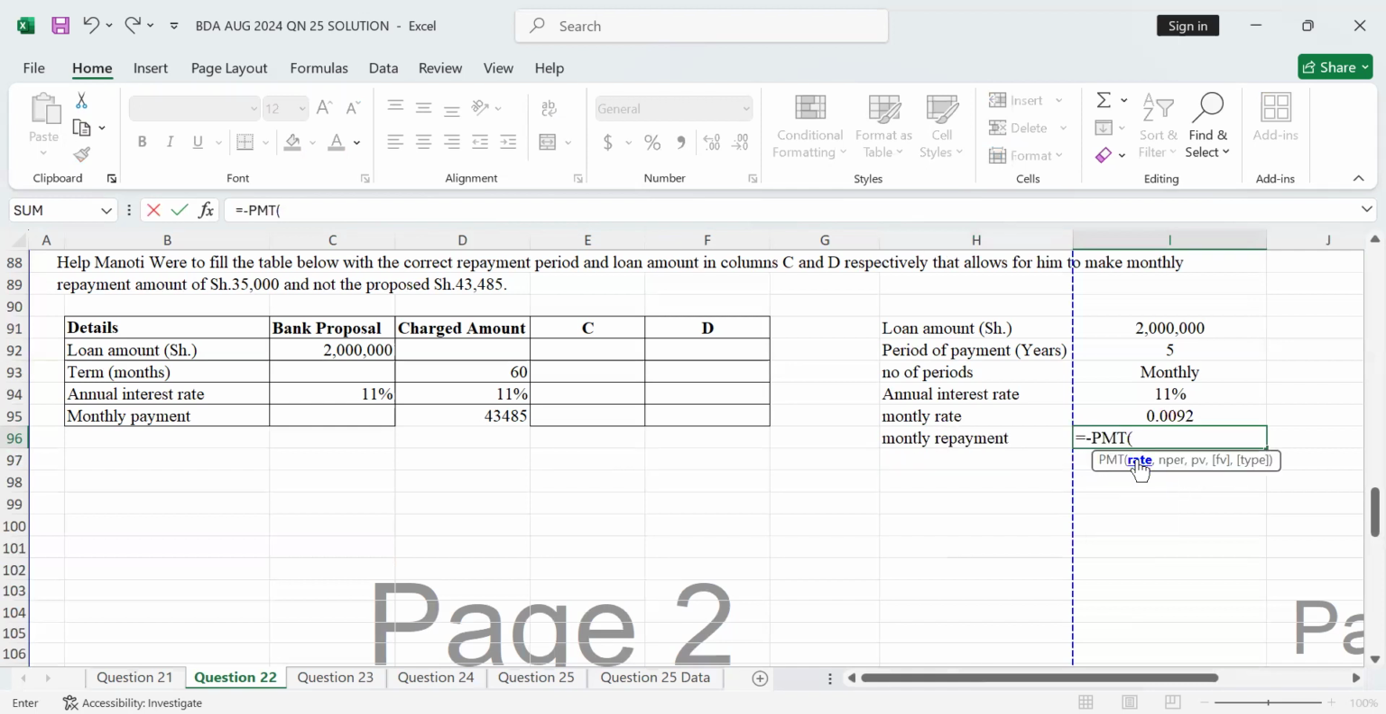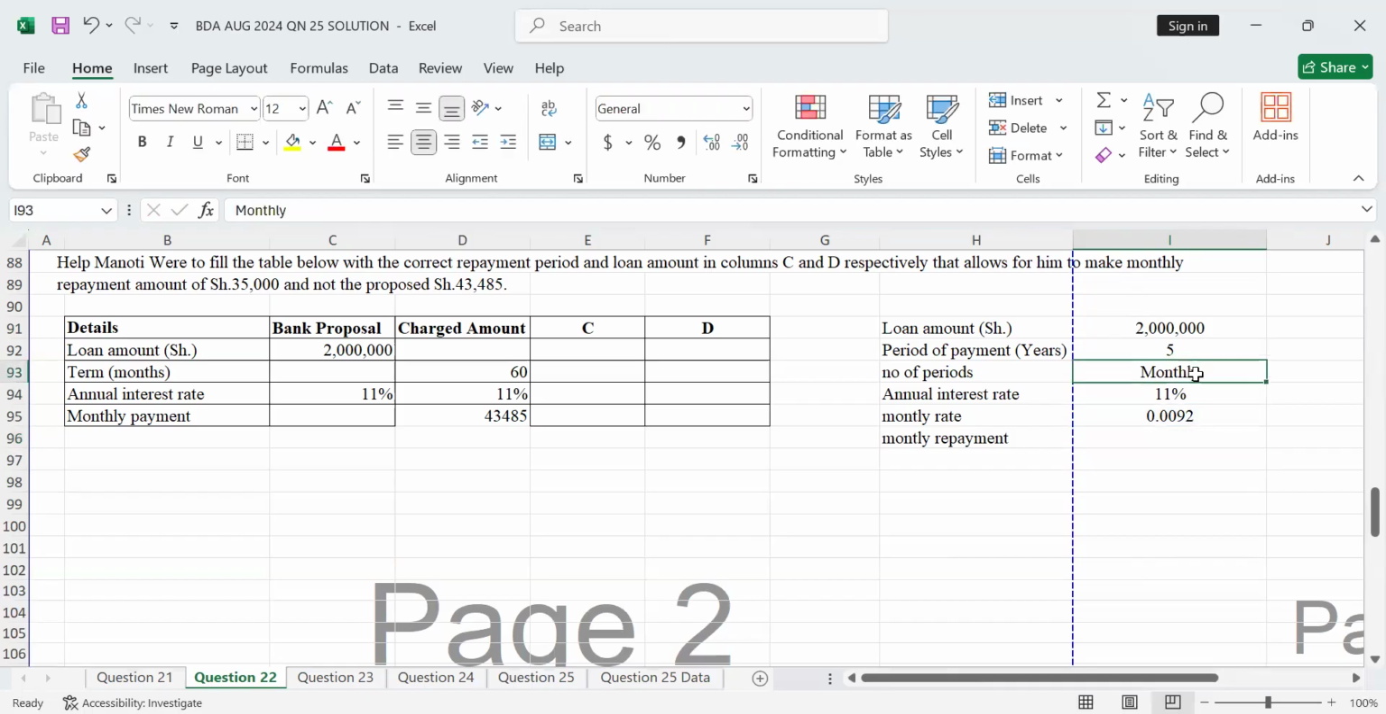The rate is here, monthly, comma. The number of periods should have been 60. So let me put the number of periods here. Should be 60. Or generally, you just say equals 5, you multiply by 12, that way. So this is it.